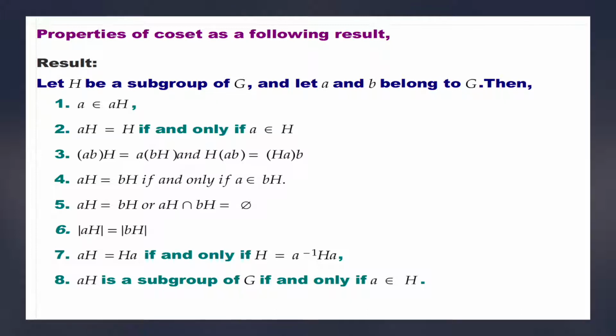The fifth one is aH is equal to bH or aH intersection bH is equal to empty. The sixth one is the cardinality of aH is equal to the cardinality of bH. Seventh one, aH is equal to Ha if and only if H is equal to a inverse Ha. The eighth one is aH is a subgroup of G if and only if a in H.